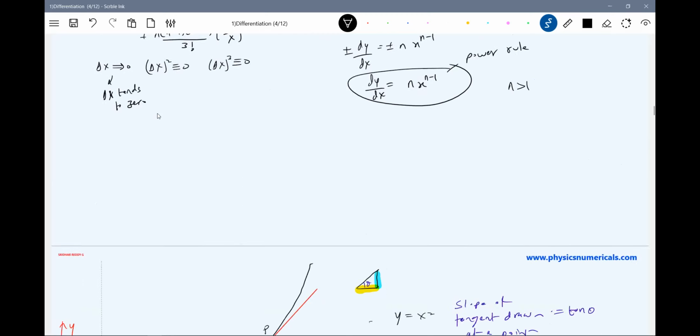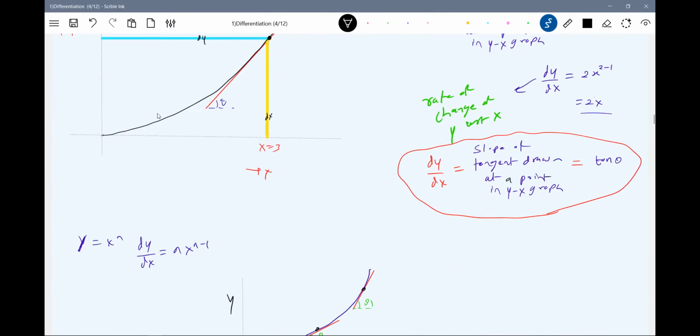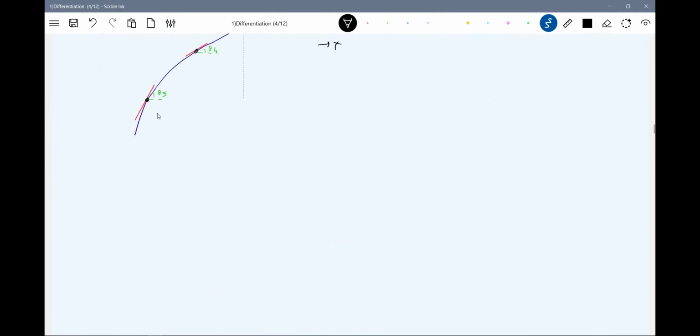the derivative of a constant. I think already we have explained this one, no? Yeah. Now we'll take one more. The derivative of a constant.